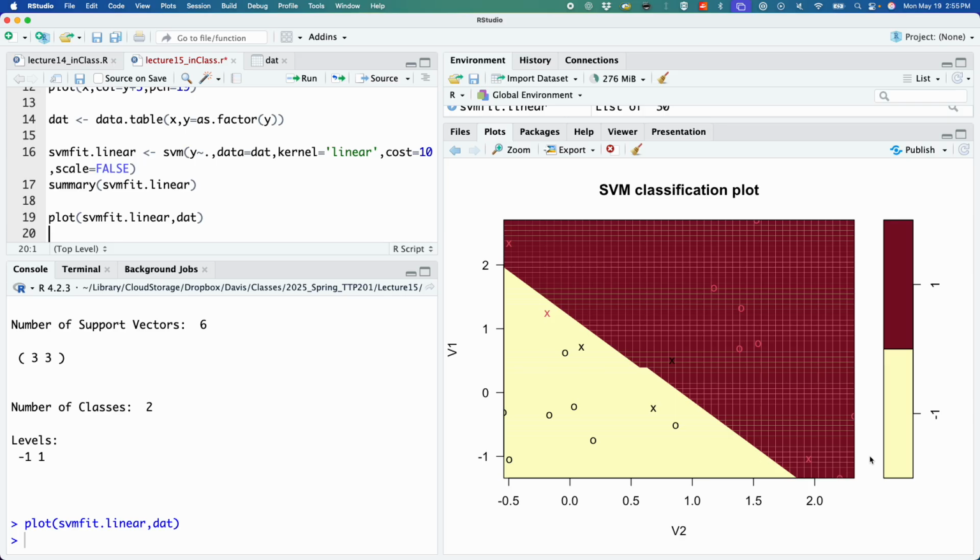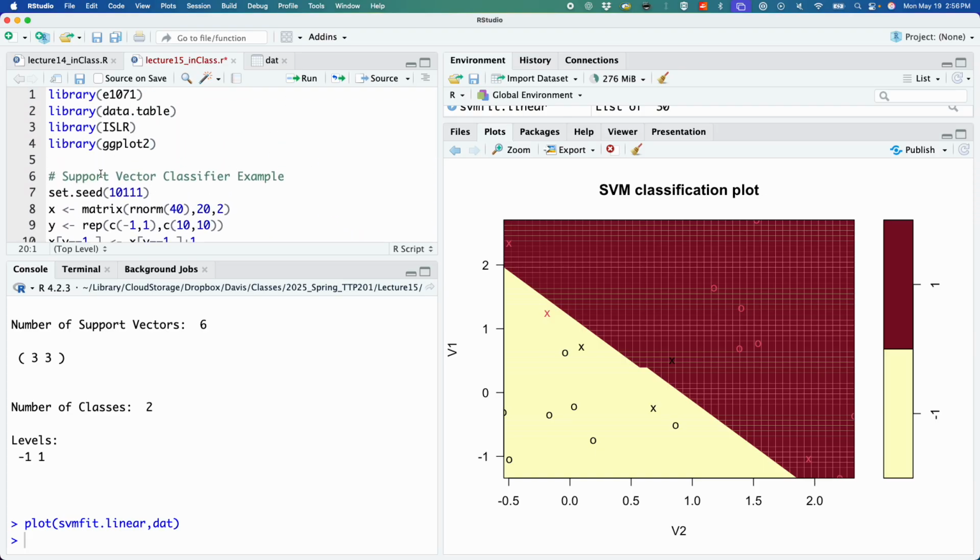Yes. I have number of support vectors to be 7. What could potentially be wrong? Are you using set seed? So here? Yes. Is anyone else getting 7?